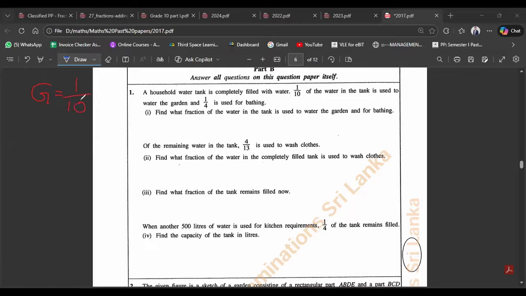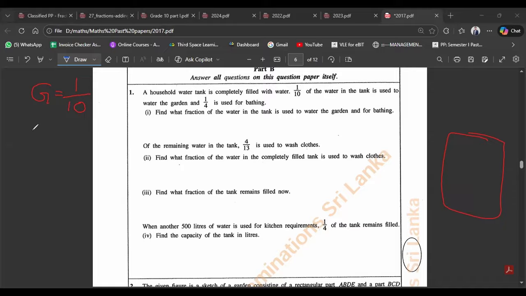So now tell me, Lamai, is this 1/10 from the total tank? Is it out of the total? Is it out of the whole? Actually, yes. From the total tank, only 1/10 has been used for gardening, to water the garden. All right. And 1/4 is used for bathing.